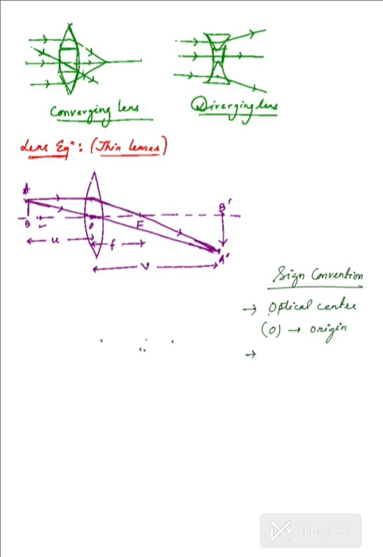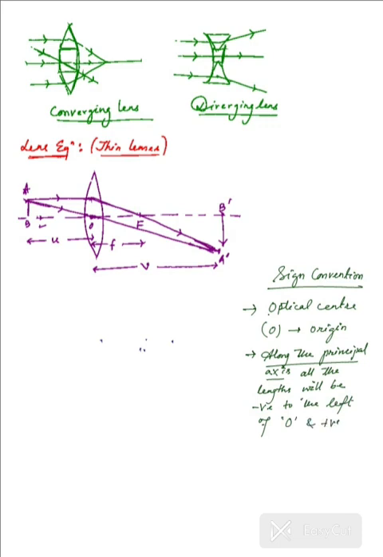Now the second consideration is that along the principal axis, all the lengths considered will be negative to the left of O, that is the origin of the coordinate system, and which is the optical center in this case, and positive to its right.